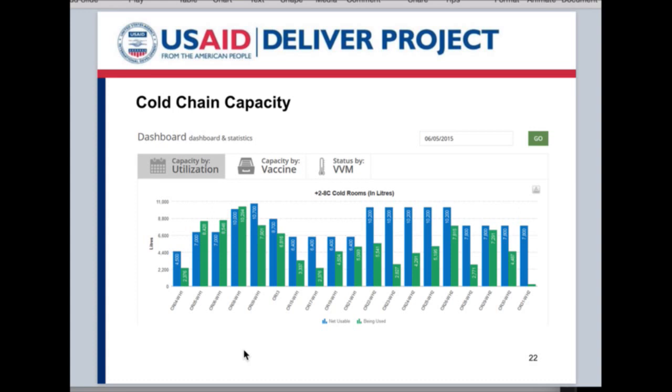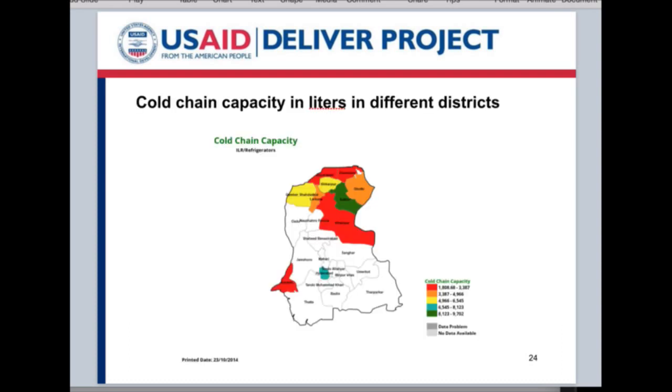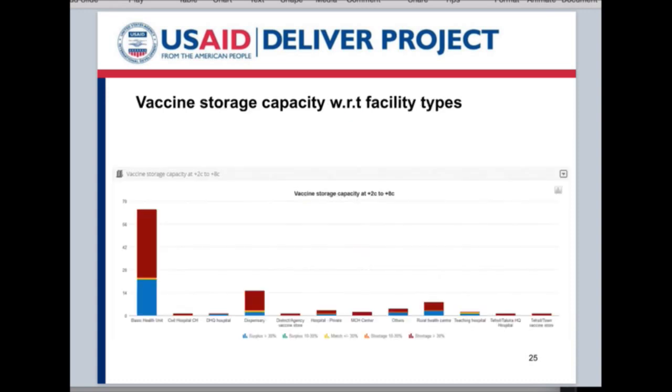And this is the antigen-wise distribution, where you can see which antigen is stored with others in a cold room. You can see that there are cold rooms where 2 or 3 antigens are stored together, which is a very poor distribution. This figure was very bad 20-30 days ago, but after this dashboard it became visible to the manager, and they shifted the vaccine and made the picture better. Likewise, with vLMIS, you can see the cold chain capacity and vaccine storage with respect to types.